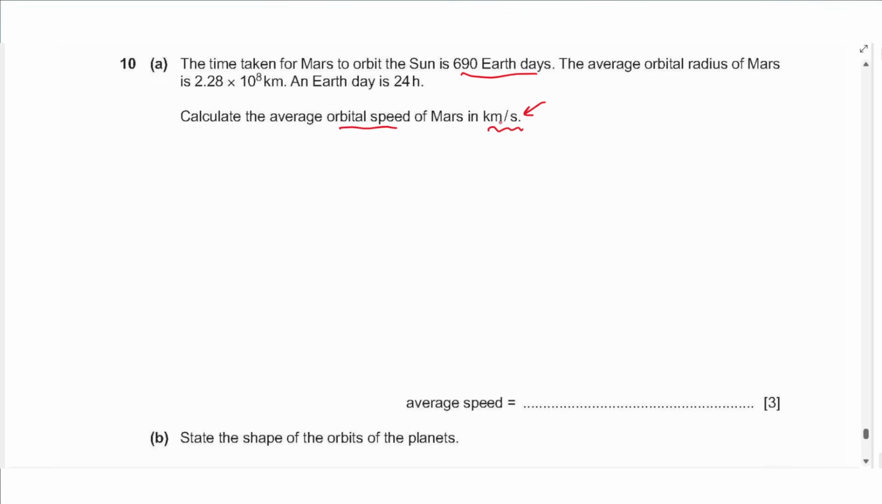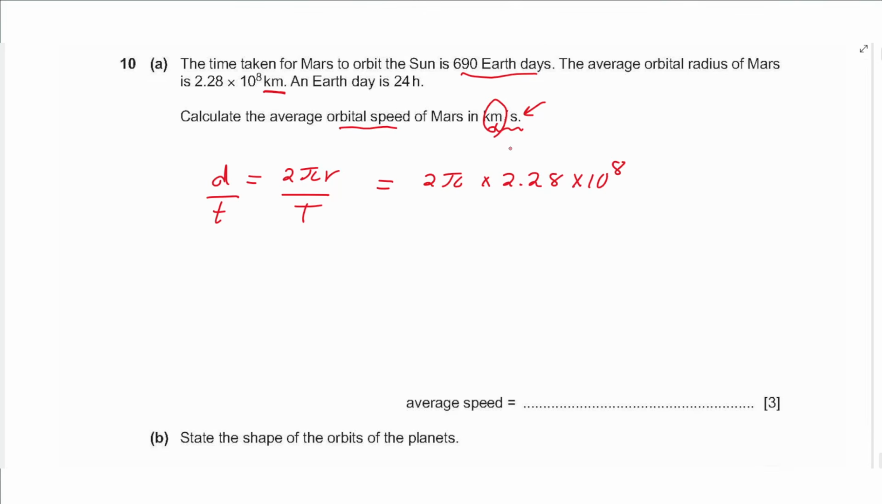First, the orbit is usually considered a circular orbit, so we will use distance as the circumference of a circle, which is 2 pi r, and then divide by time, which is the periodic time of rotation. Here we have 2 pi multiplied by 2.28 times 10 to the power of 8, and we will leave it in kilometers as it is, since we are not required to convert anything. The unit is needed in kilometers. Then we divide that by the periodic time of rotation of the planet, which is 690 days. So we multiply that by 24 hours, then 60 minutes, then 60 seconds.